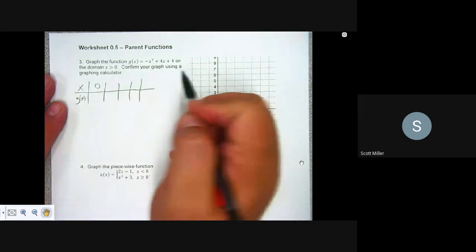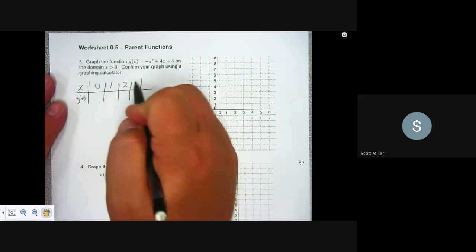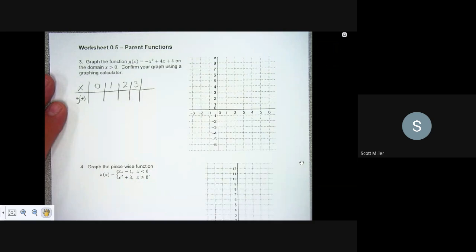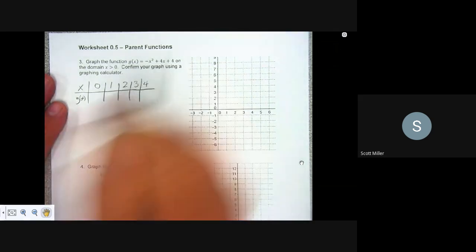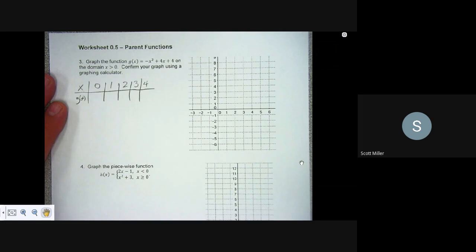Then what numbers do I do next? Just do the next couple. Maybe need to go out to 4 also. I don't know.